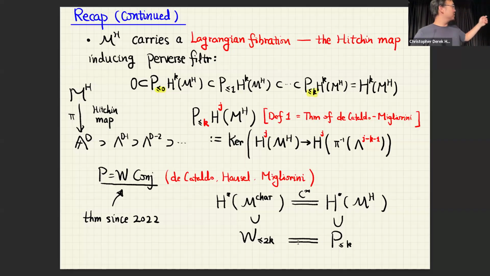By looking at this statement, the first question you might ask is, what about the weight filtration in odd degrees? And we will see in a few minutes that the weight filtration for the character variety only jumps at even degrees. So in other words, W_{2k-1} will be the same as W_{2k}. So nothing interesting happens at odd degree.